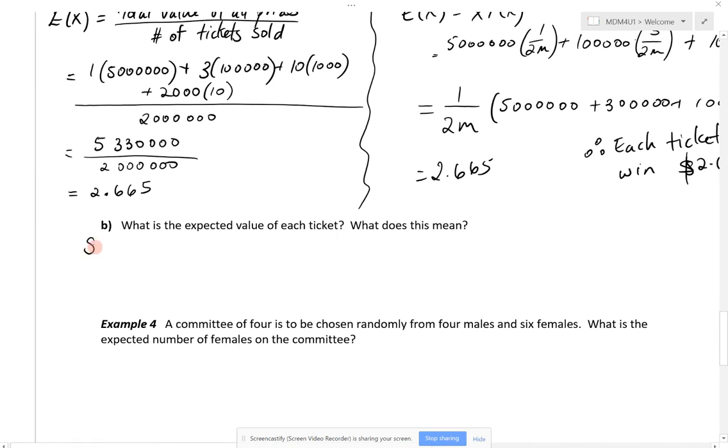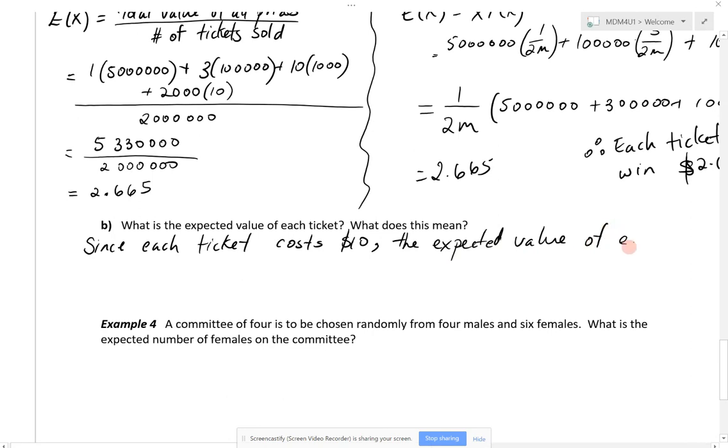So we're going to say here, since each ticket costs $10, the expected value of each ticket is, well, $2.65. That's your prize winning, but you spent $10 on the ticket. So what you end up having is a loss of $7.33 or 34 cents.